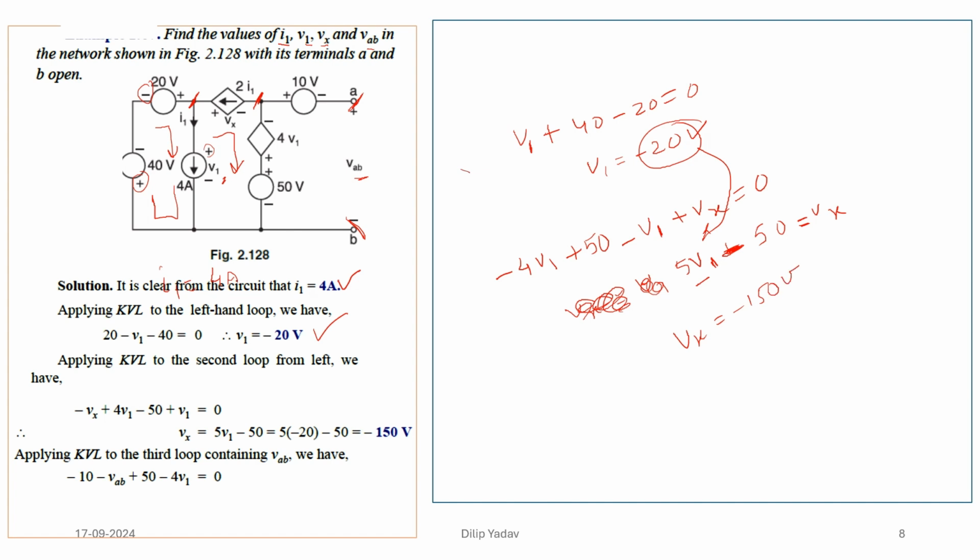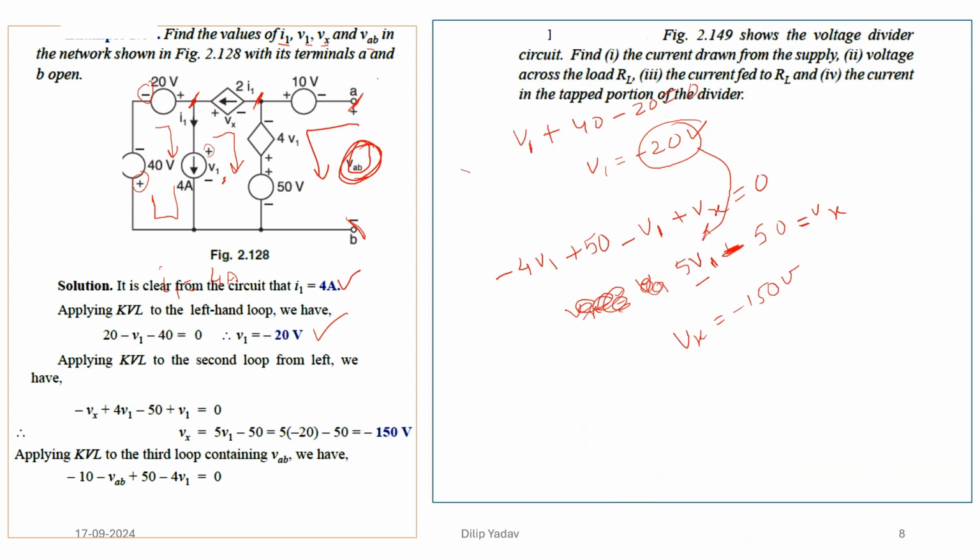Now applying the KVL in the third loop that we have right now. This is the third loop, that is the open one. We will be taking the voltage VAB. If we are going to calculate that, then the third equation will be starting from VAB. If we take this, it will be minus of 10, then minus of 4, then we have minus of 10 minus of VAB plus of 50 if we are going this way, and minus of 4 this way. So this is the third equation.